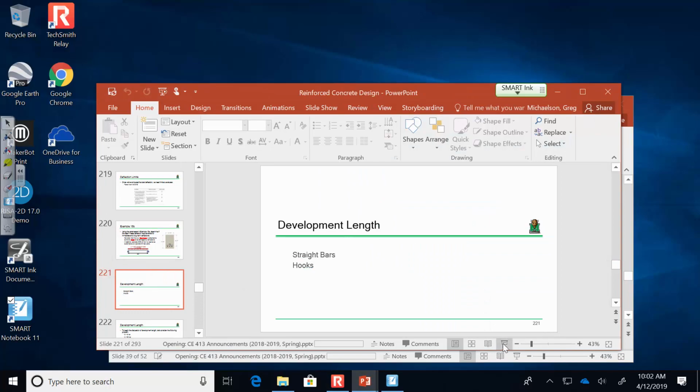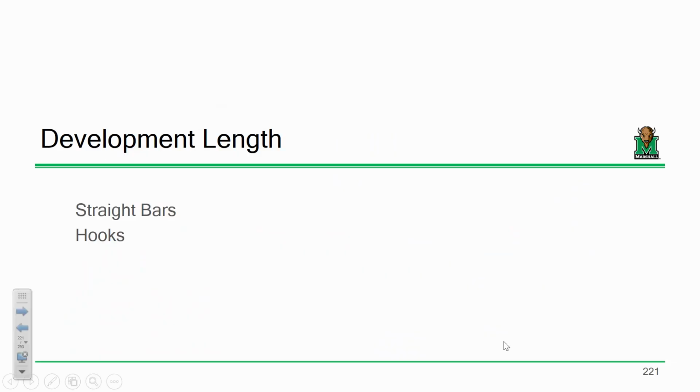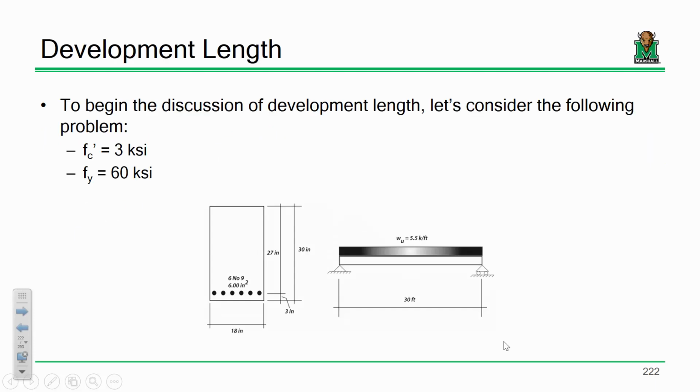Before I jump into development length, or to introduce the concept, I want to talk about a pretty basic design scenario. Now, we've beaten problems like this into the ground until we're blue in the face, but let's get back to basics. We have a beam, simply supported. We'll say it's 30 foot long, doesn't really matter. And I have a load on it.